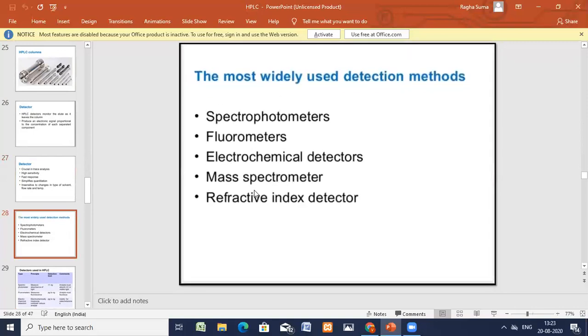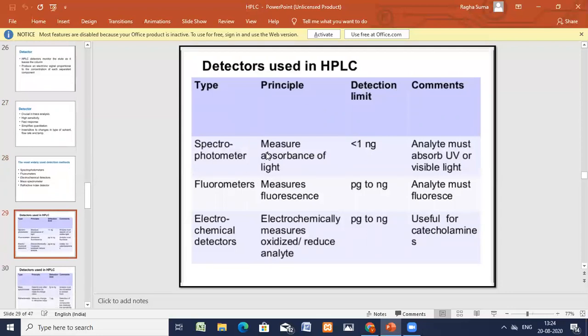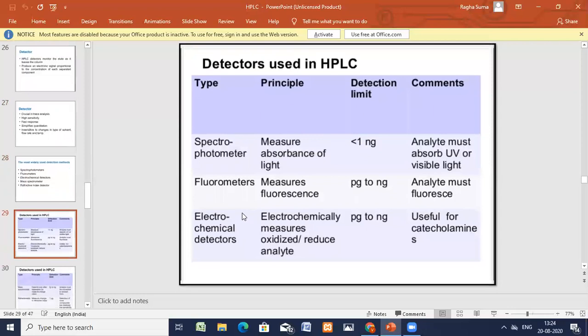The most widely used detection methods are spectrophotometers, fluorometers, electrochemical detectors, mass spectrometers, and refractive index detectors. The spectrophotometer works on the absorbance principle, for analytes that absorb UV or visible light. Fluorometers measure fluorescence, so the analyte must be fluorescent. Electrochemical detectors are used when oxidation and reduction take place for the analyte, for example for catecholamines.